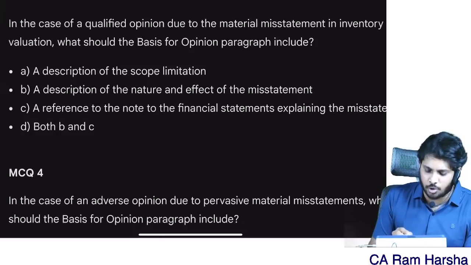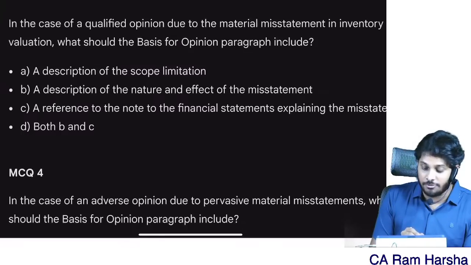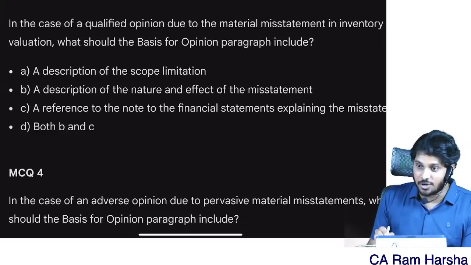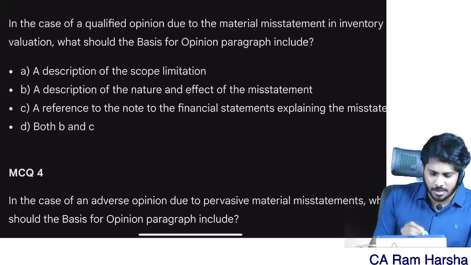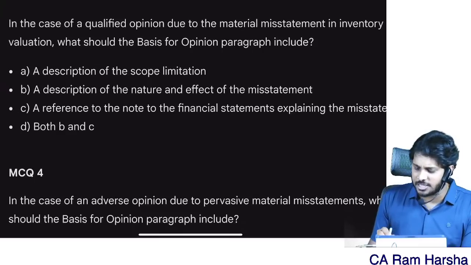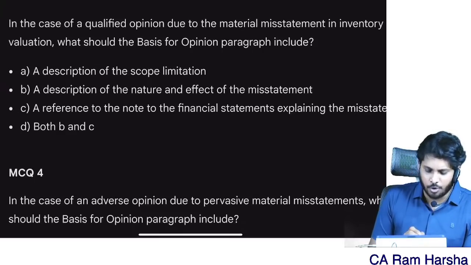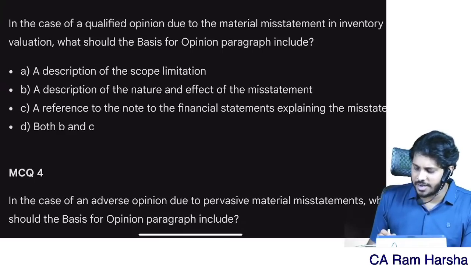A description on scope of limitation? No. A description of nature and the effect of the misstatement. I think this is correct. Third option, a reference to the note to the financials explaining the misstatement. Both B and C. A reference to the note of the financials explaining.